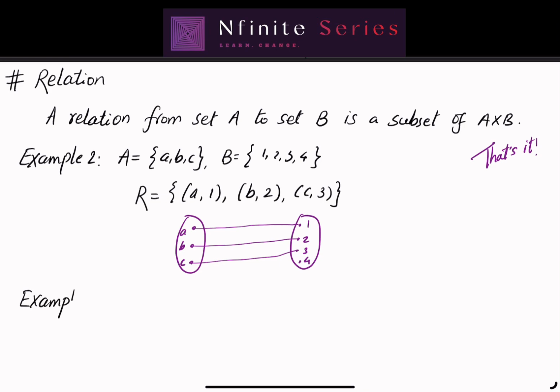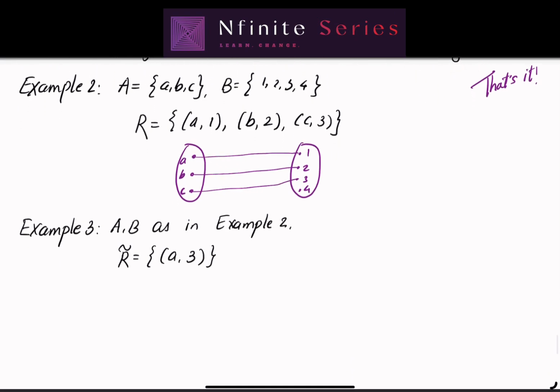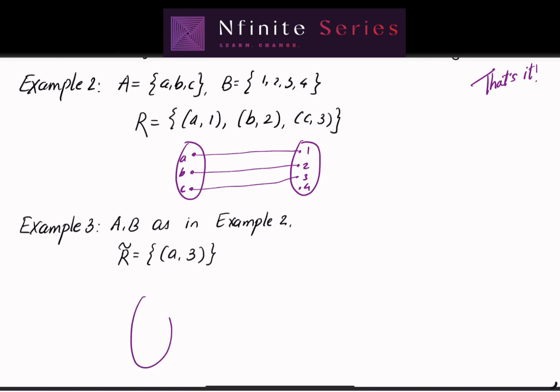Here's another example. You consider sets A and B as above. Now in the previous example, we saw that each element of A is related to some element of B, but that is not necessarily the case for any relation. For example, in this relation, a is related to 3, and the other two elements b and c are not related to any element of the set B. And pictorially, this relation is represented as this. Here a is related to 3, and the other elements are not related to any elements.